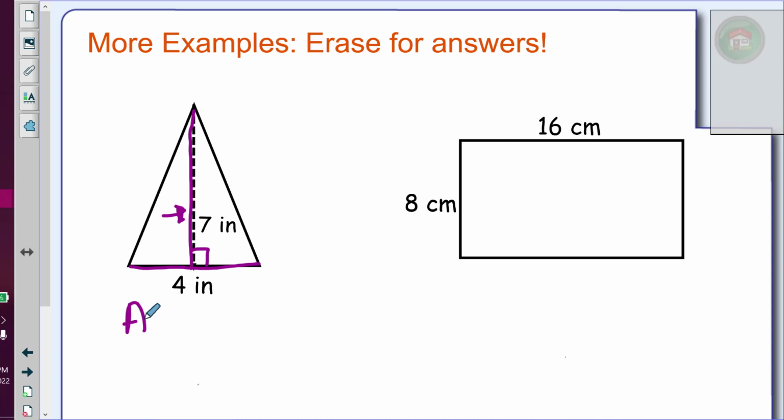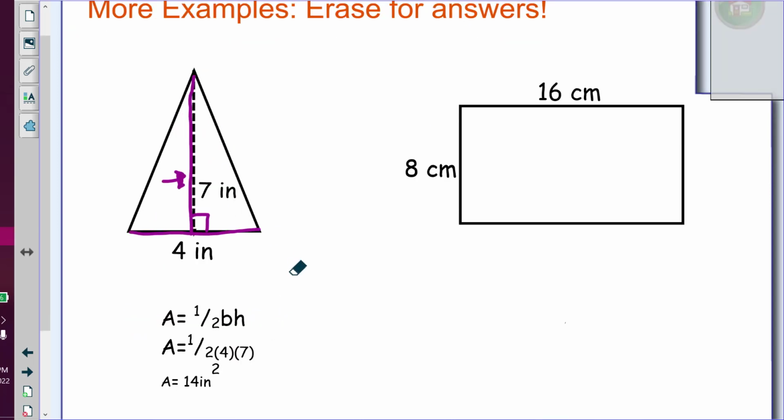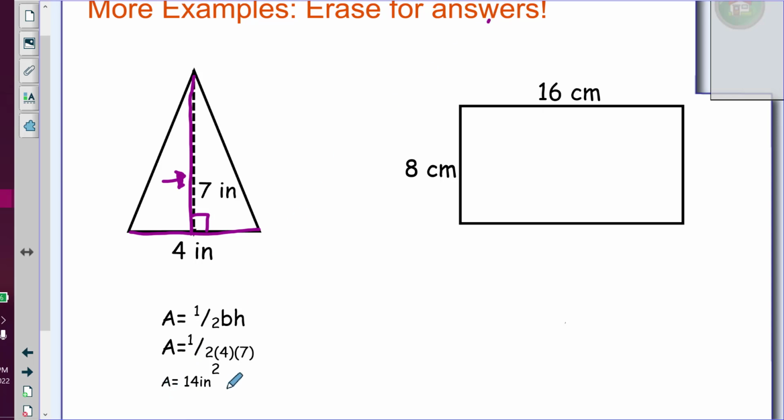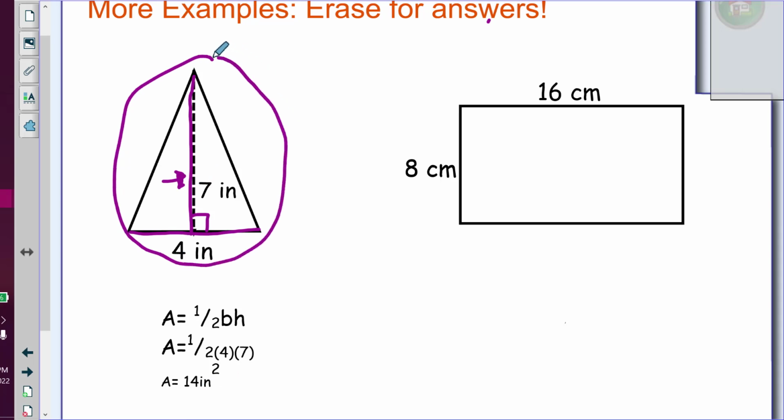So I'm going to multiply in order to find the area of this. Area is going to equal 1/2 times the base times the height. So the base times the height is 28, and half of that would be 14. So the area of this entire triangle is 14 inches squared, or 14 square inches. You could say it either way.